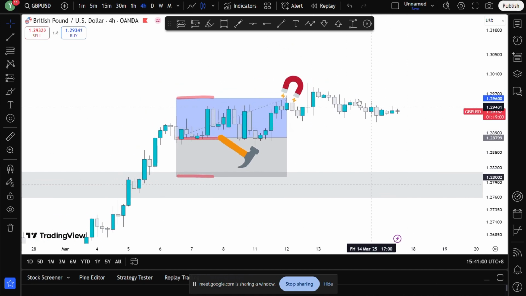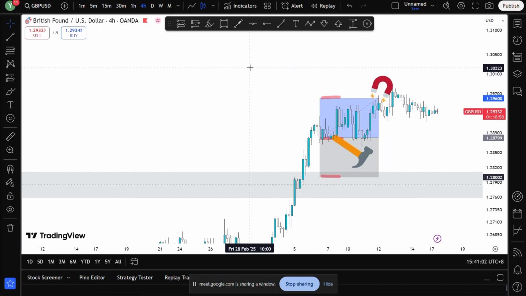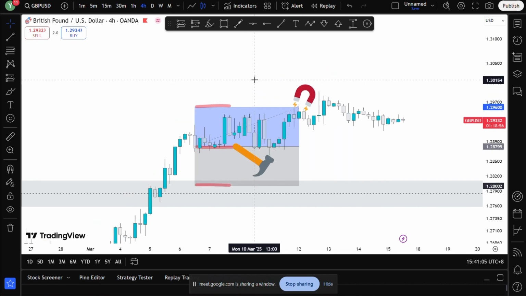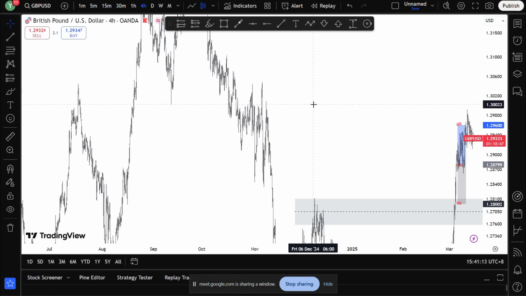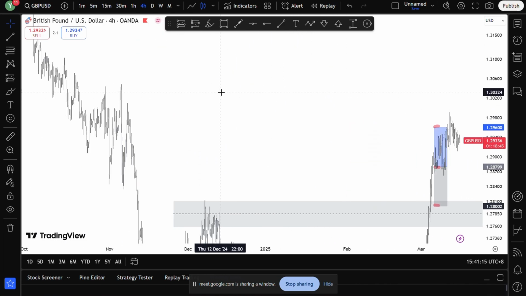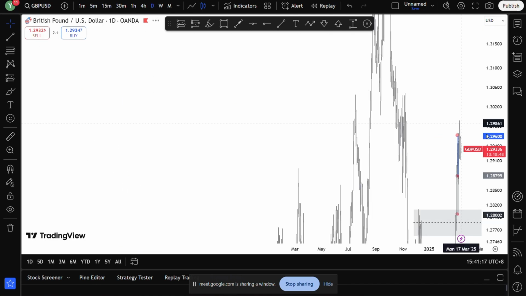Okay, so this is the GBP USD setup that we took last few weeks, and then it hit our take profit last week. Alright, so let me just remove this one first. Okay, the first pair I'm going to analyze is this GBP USD.